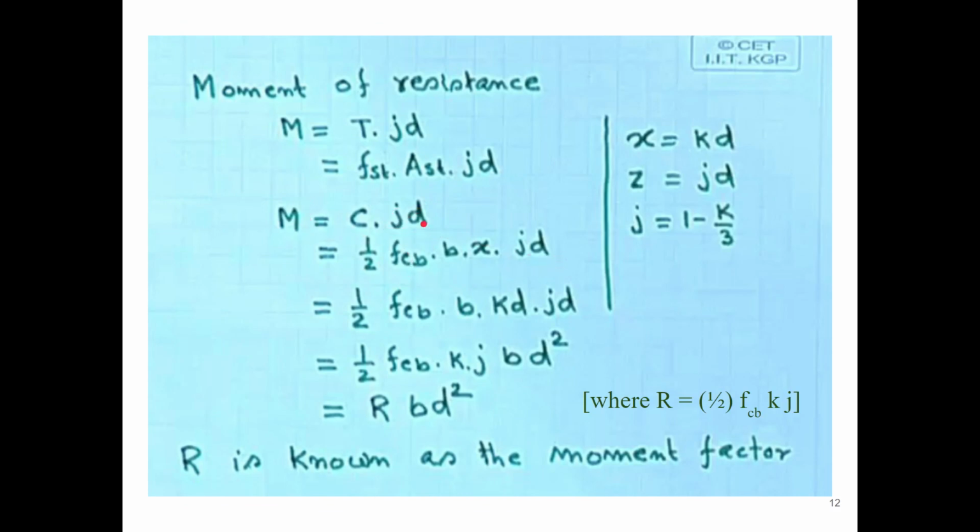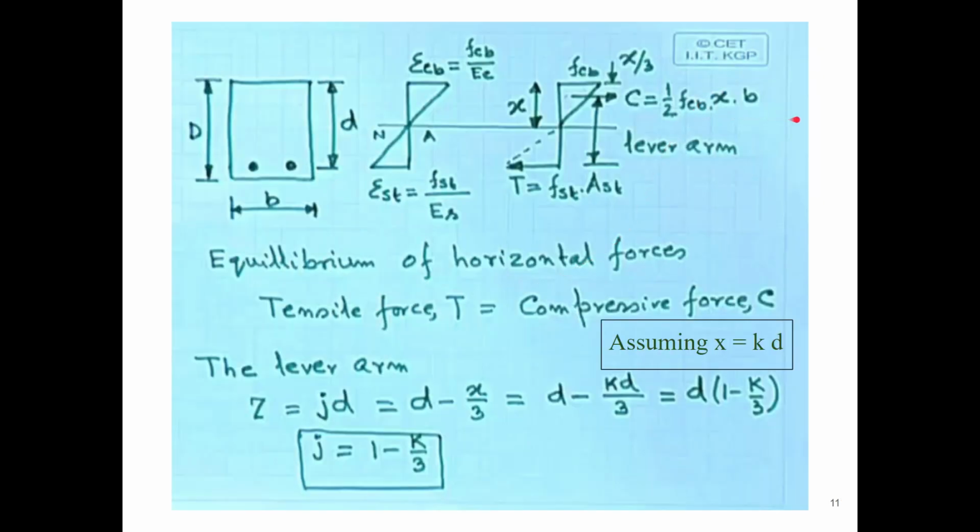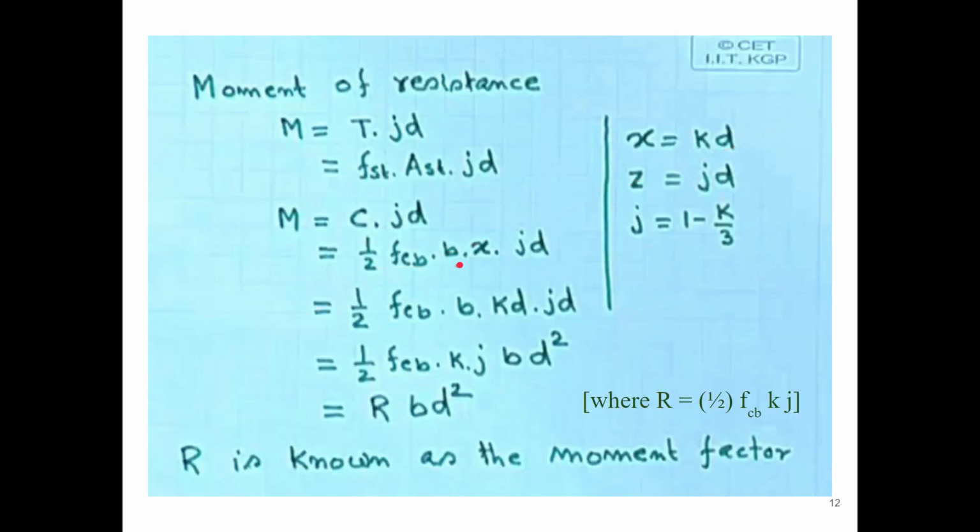jd is the lever arm, and C is equal to half into fck x into b. So this is half fck x into b into jd, which if we solve properly, with x equal to kd, will be equal to half fck k into j into b d squared. Taking half into fck into k j as R, we get M equal to R b d squared. R is known as the moment factor. And x equal to kd, z equal to jd, and j is equal to 1 minus k by 3, as we just saw.